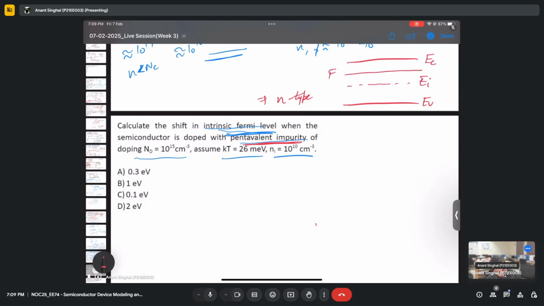This is EF. So now the question is saying calculate the shift in intrinsic Fermi level when the semiconductor is doped with this. Assume this. So what do we need to calculate? EI minus EF. Yes, exactly. Since we need to calculate in positive terms, I'm writing EF minus EI. So we need to calculate EF minus EI.